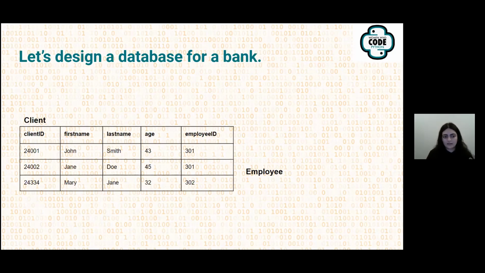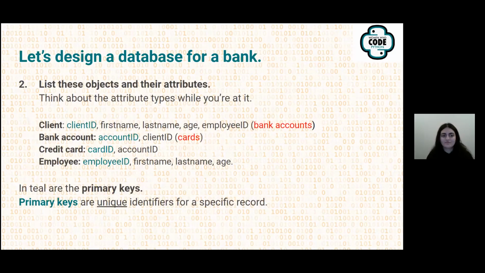How is this represented here? The columns are the attributes. So I've been throwing around the word attributes, but basically what it refers to is the columns. So for client, what are the columns? We have client ID, first name, last name, age, and employee ID. Let's ignore the red stuff now. So we have those 5 different attributes.